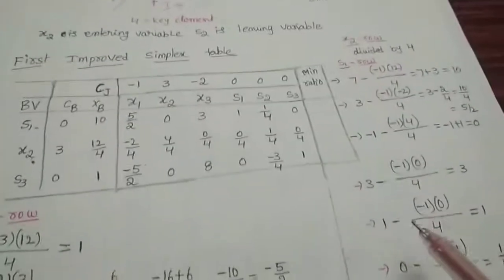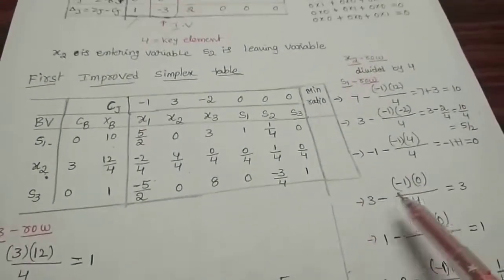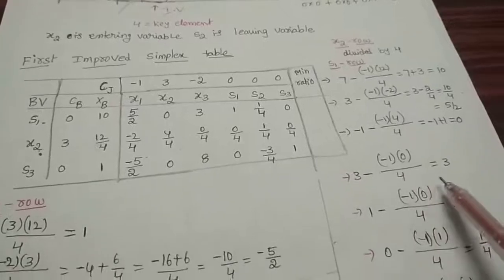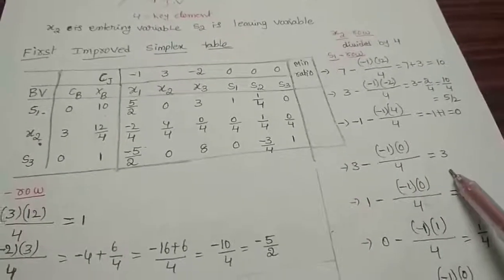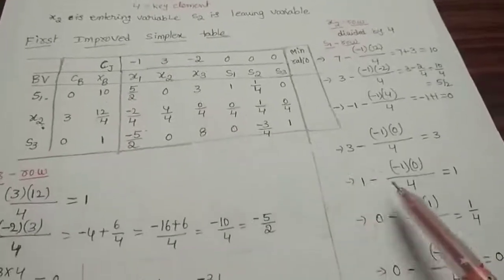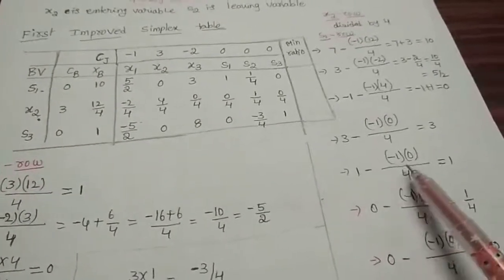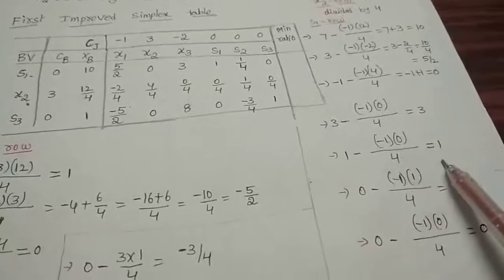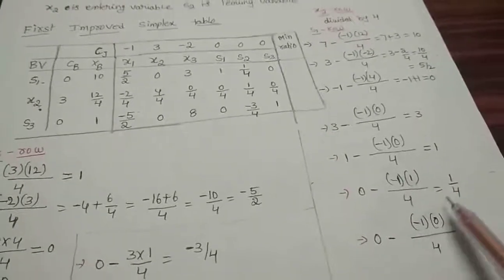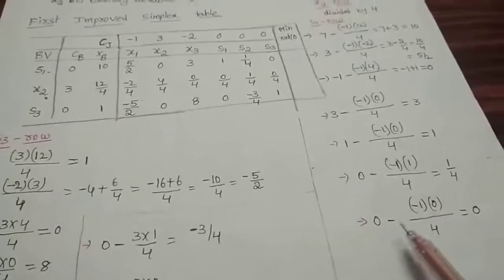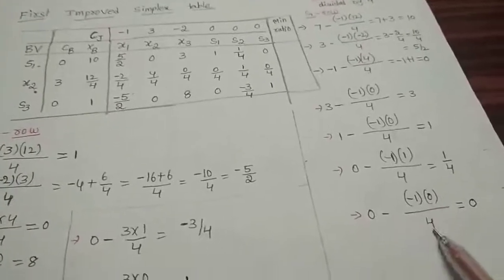That means (3 minus 1 into 0) divided by 4 equal to 3. This entire value is 0. Now this value is 3, I wrote it here, 3. Next, similarly, next value: 1 minus 1 into 0 divided by 4, that equal to 1. Next value: 0 minus 1 into 1 divided by 4 equal to 1 by 4. Next value is 0 minus 1 into 0 divided by 4 equal to 0.